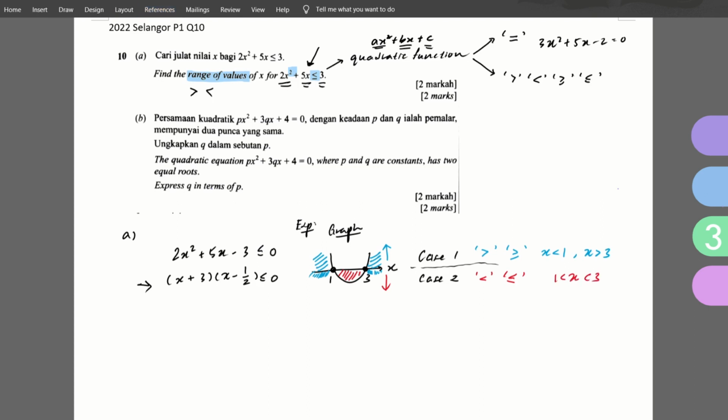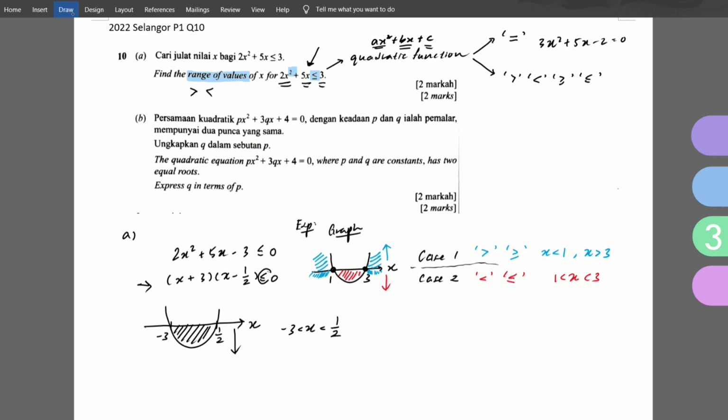So back to our question, using the graph method, we can see that our inequality is less than or equal to. So we need to focus on the area which is below the x-axis, which is here. So our answer would be x is between negative 3 and 1 over 2.